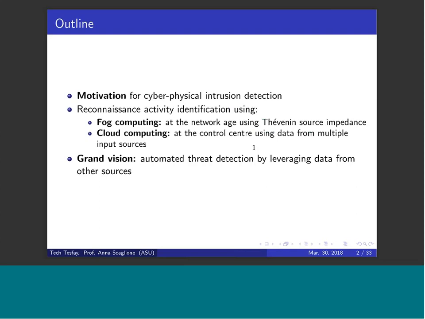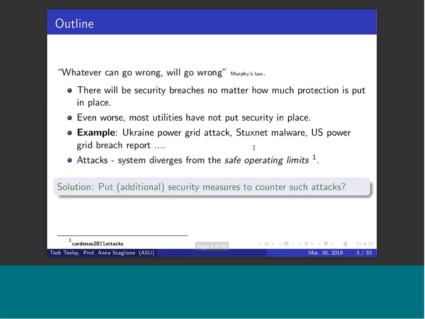And then I'll conclude my talk by talking about the visions we have on how to extend our work on data analytics by including more input data to our analytic algorithms. So Murphy's law states that whatever can go wrong will go wrong, and this applies to our state of being in the cyber physical systems.